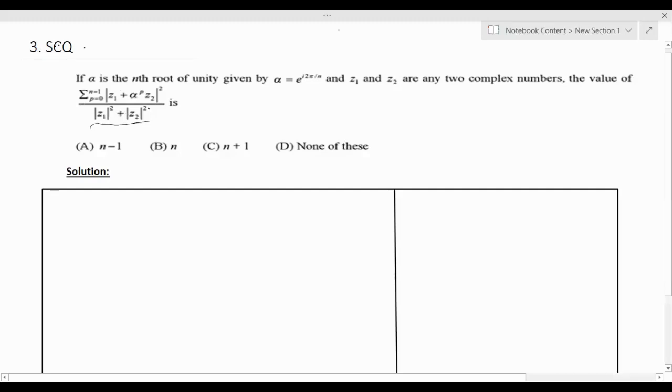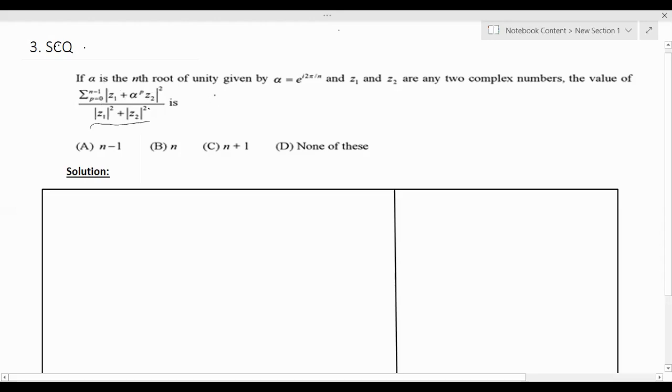So there are many terms given to us. One observation you need to make: the summation is given only in the numerator. So you have to simplify the numerator. You don't have to worry about the denominator. It should turn out to be in terms of the denominator only. So I'm going to simplify the numerator. Observe this carefully: the complex number modulus of (z1 plus alpha power b z2) modulus whole square.